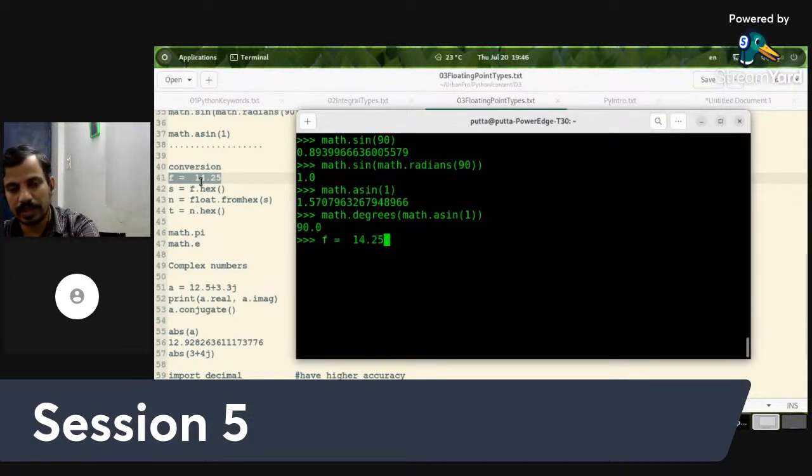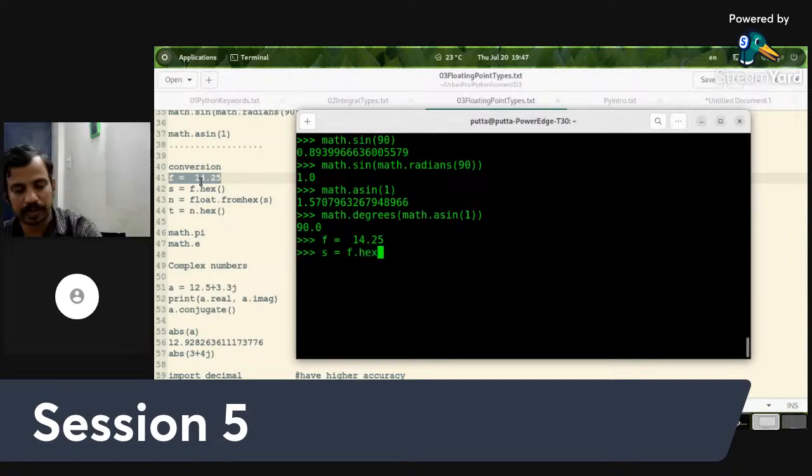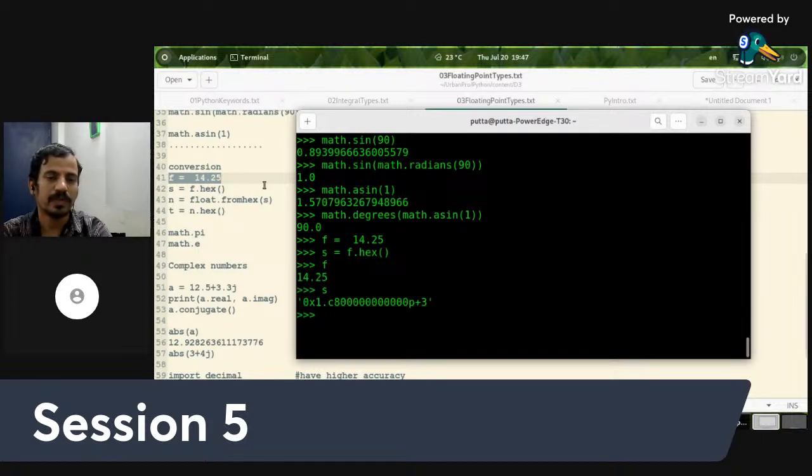You can even do hexadecimal conversion of x. Okay, so let's see the value of f and s. 14.25 written in hexadecimal will be this one: 1.C8000 into 10 power 3, or so on.